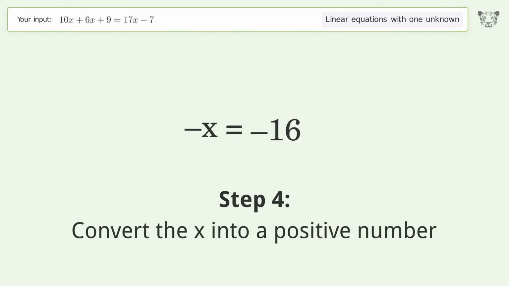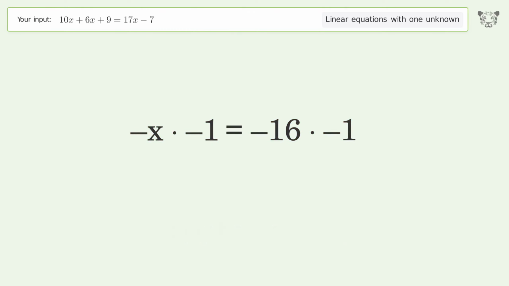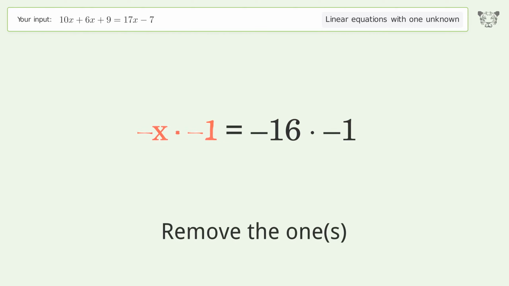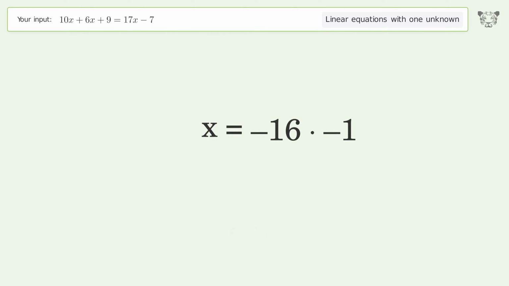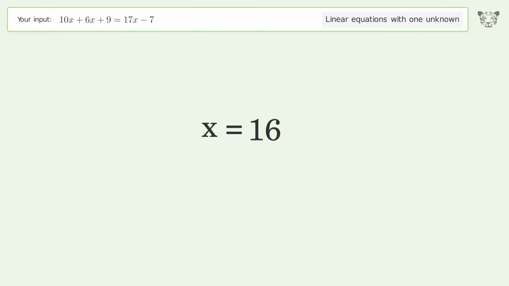Convert the x into a positive number. Multiply both sides by -1. Remove the ones. Simplify the arithmetic. And so the final result is x equals 16.